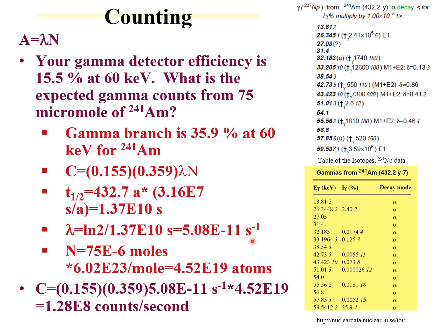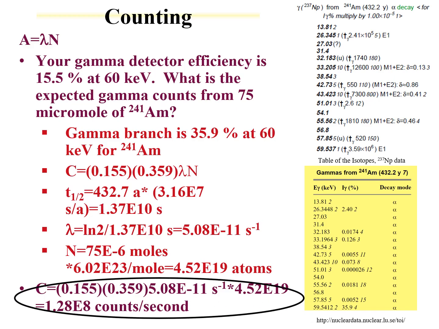So I want to find N. I tell you that there's 75 micromoles of the americium. It tells you how many atoms of americium are present. So activity equals lambda N, right? Which is this term. Then I still need to multiply it by the gamma efficiency and then the detector efficiency. So activity equals lambda N times the gamma branching ratio times the detector efficiency.